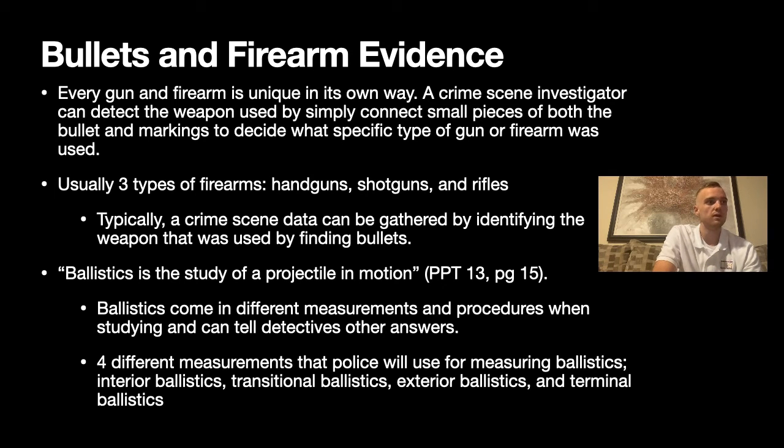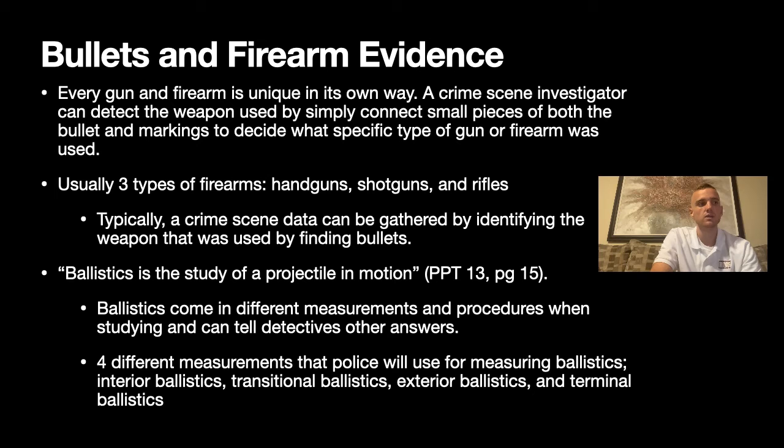If a bullet is found on scene, detectives will take as many pictures as they can as evidence. They'll look for the caliber of the bullet, they'll look for the bullet size, and what bullet was being shot. They'll also, if a gun was found, look for the striations, which are the marks or grooves that the bullet creates when it's going through the barrel.